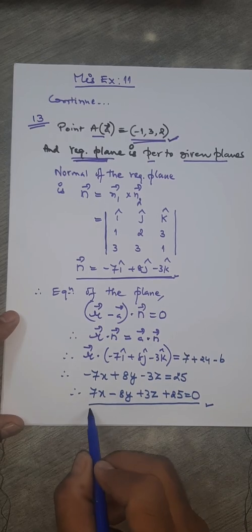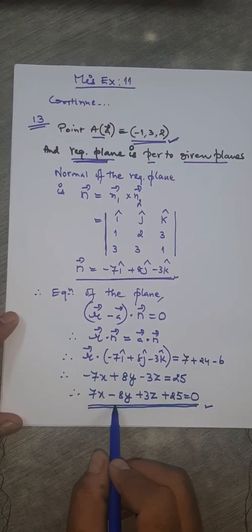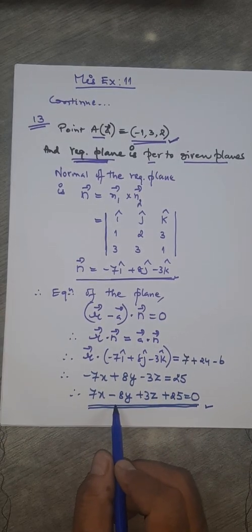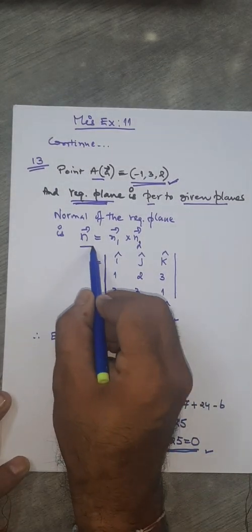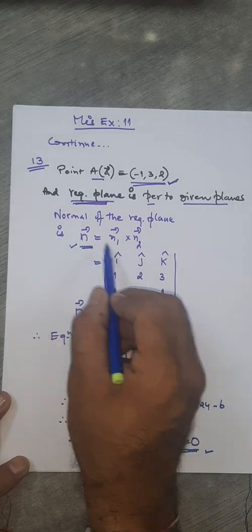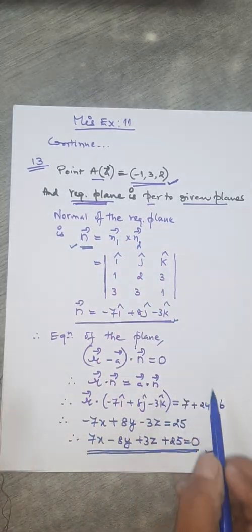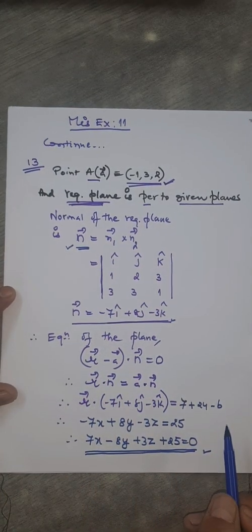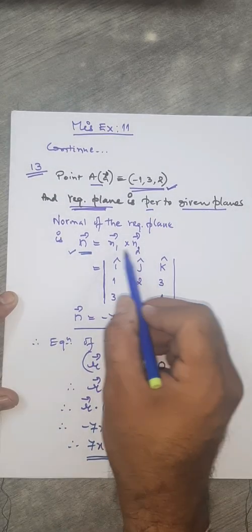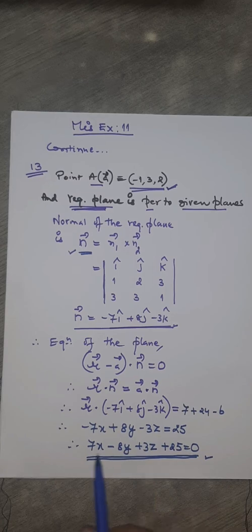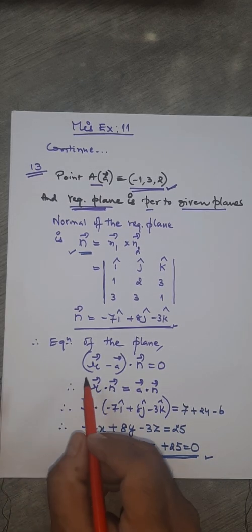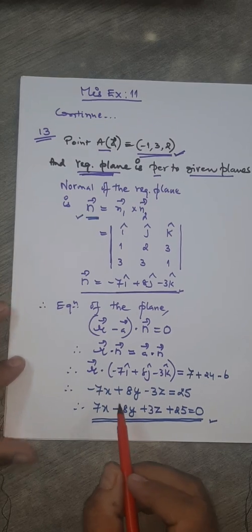So this is the required plane. This plane is perpendicular to both the given planes. What we did in the entire solution, the important point was this: the normal of the required plane is nothing but the cross product of the normals to the given two planes. Why did we take the cross product? Because whenever you need a vector perpendicular to two vectors, always you need to take the cross product. So that's why. And then we just used this. I hope this is clear to you.